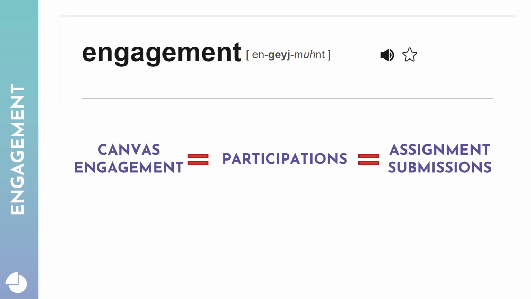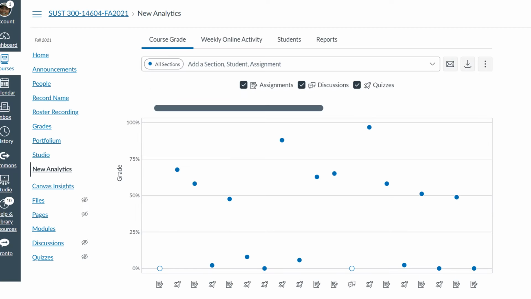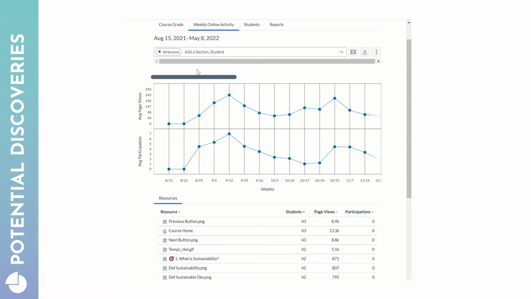Now, I needed a tangible, measurable definition of engagement. How could I use my Canvas data to explore that? New Analytics is a tool that provides further insight to our students' engagement, and Canvas Insights allows us a level of automation to act on those insights. Starting with New Analytics and a little bit of Excel efficiency, I set out to answer the opening question.